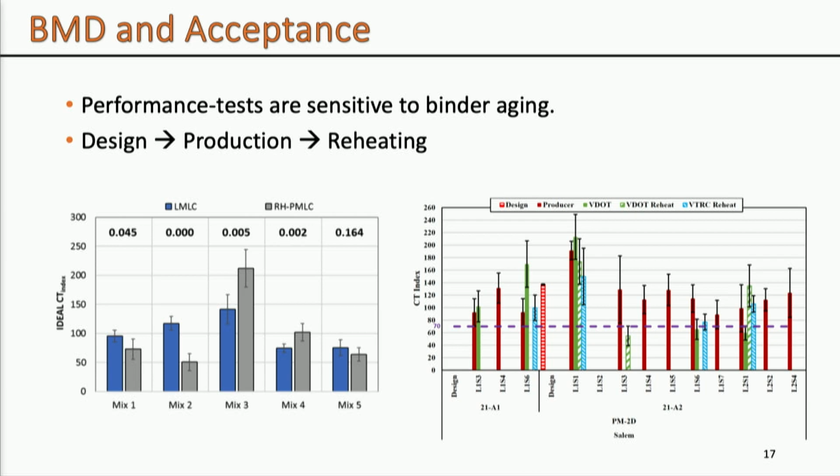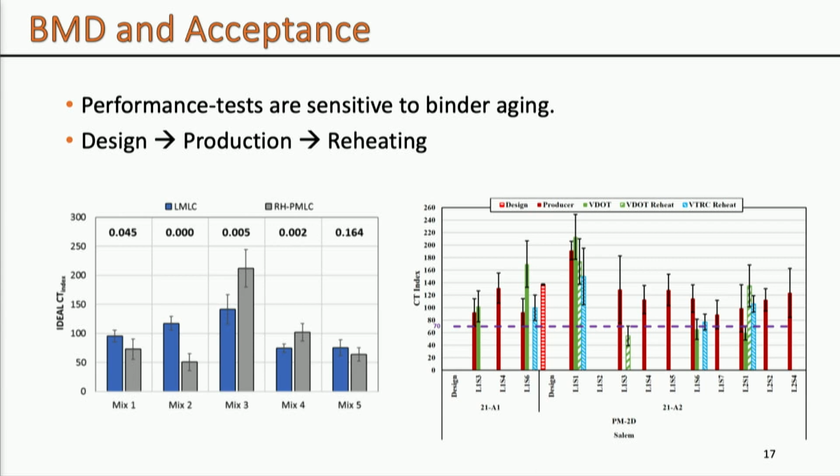But that's not everything. When we're producing these mixes, now we have to think about quality control, quality assurance, and acceptance. So you're designing a mix that has a 150 CT index number, but you're doing that in the lab. When you go to production, that's a different story. So the question is, how is the design different from the production? In the design stage, we're trying to simulate what's happening in the plant, but there are different things happening in the plant, and we may not be able to capture everything.